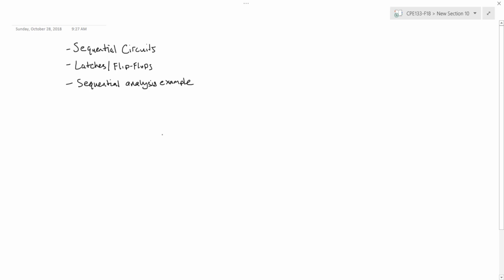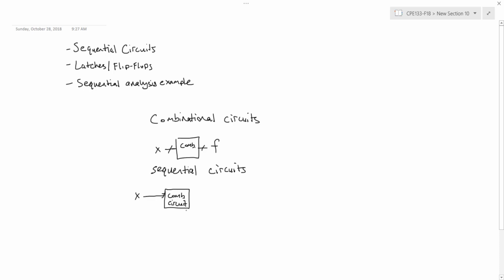Okay, so far, we've focused on the design and analysis of combinational circuits, which were circuits where the outputs were functions entirely of the inputs and the inputs alone. So for any given input combination, I can determine exactly what the output will be. Sequential circuits also have combinational logic, but they also have some storage or memory elements.